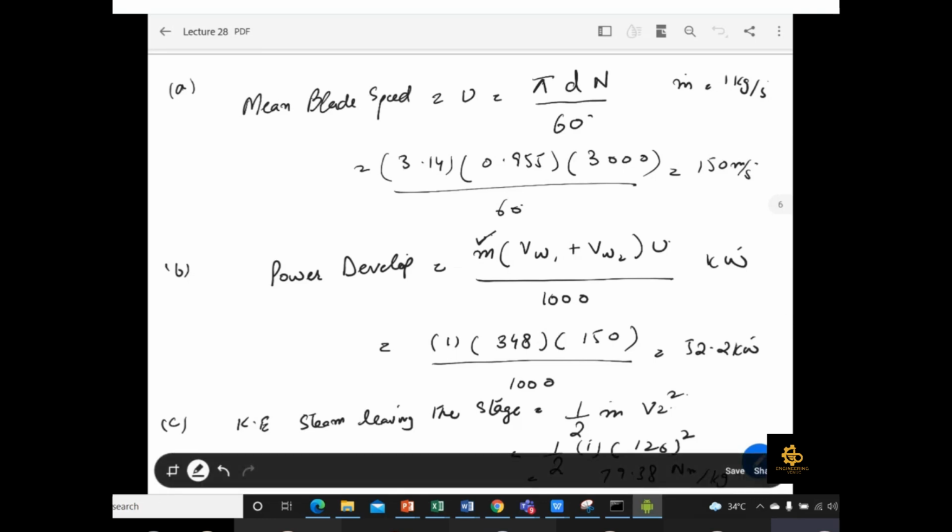Okay, so now the solution is complete. The solution is very simple for this type of question. So you can note it down, then we will go to the next question.